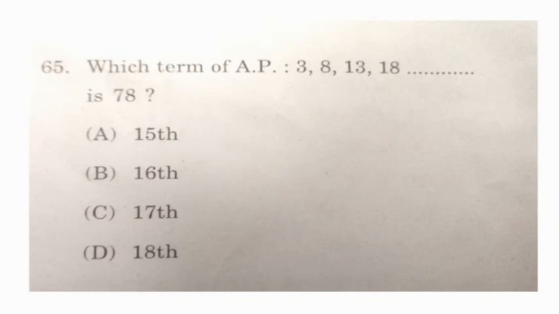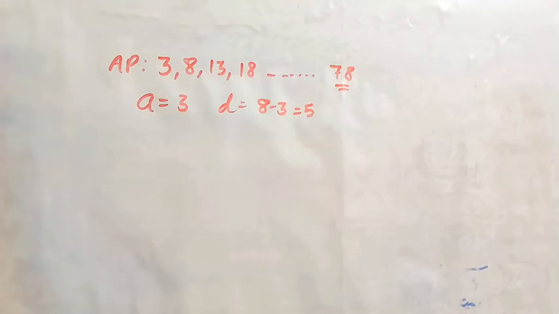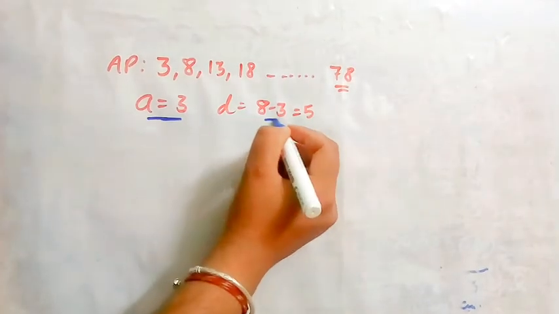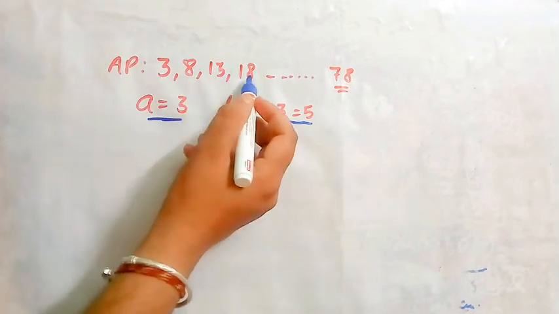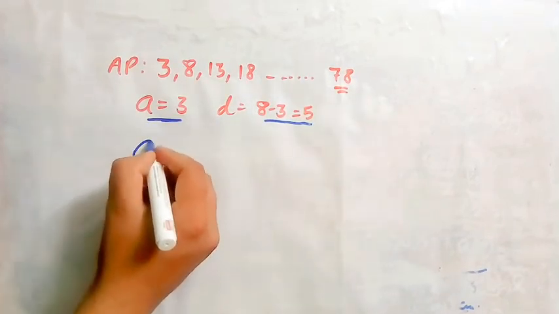Now let us see the next question. Which term of AP 3, 8, 13, 18 is 78? So this is a question of 10th class. Let us see the solution. Our AP is 3, 8, 13, 18 and so on. So here A will be first term, which is 3, and D is 8 minus 3, which is equal to 5.